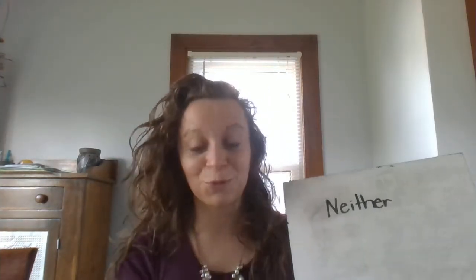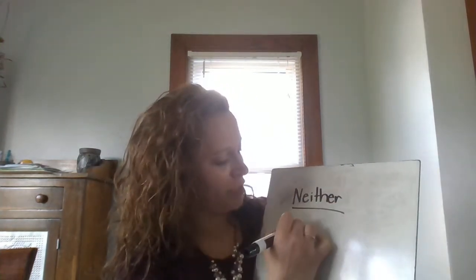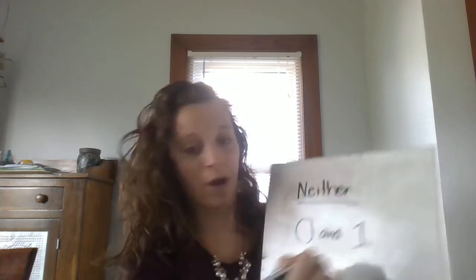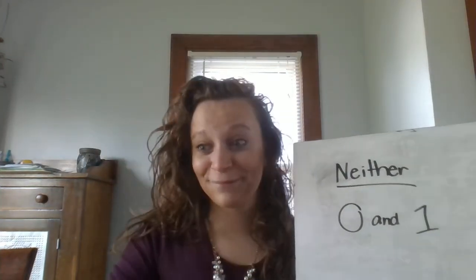Now there are 2 numbers that don't fit any of those rules. They're not prime and they're not composite. The 2 numbers that are neither are 0 and 1. So don't let them trick you. They're not prime. They're not composite.